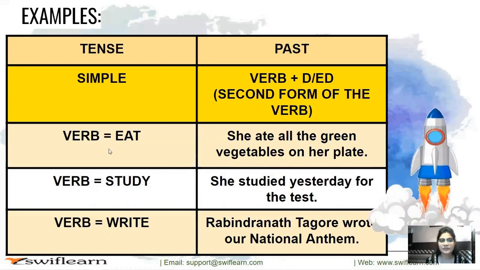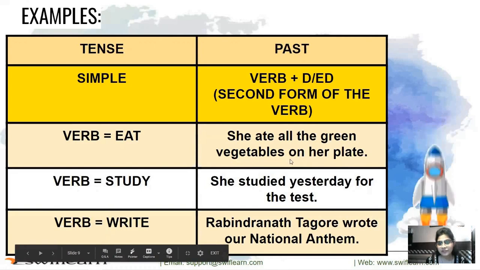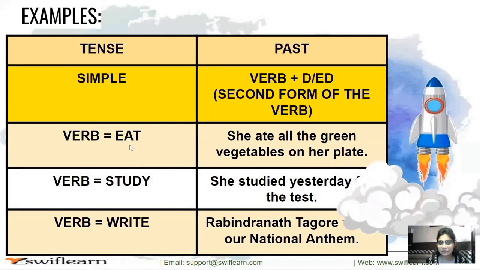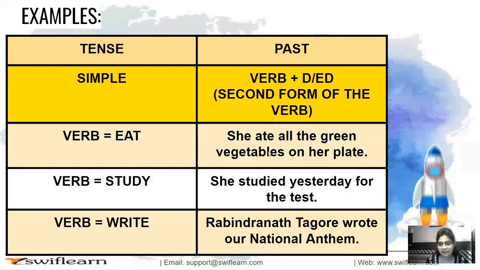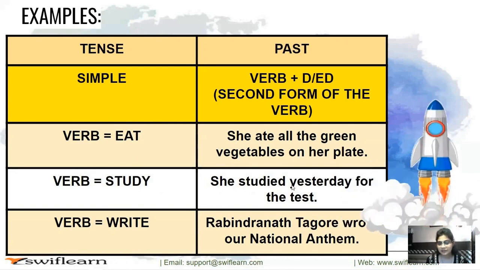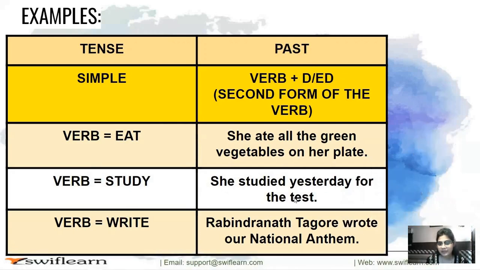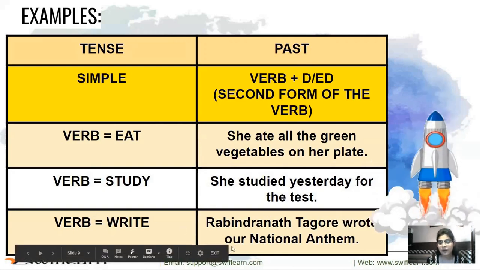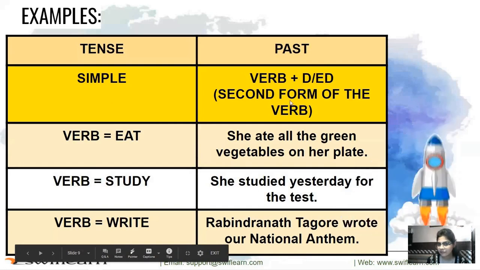For example, here are verbs: eat, study, write. She ate all the green vegetables on her plate. Why do we use ate? We use ate because the second form of eat is ate. Eat, ate, eaten. We use ate here. The study, she studied. We used ed as we talked about first in the rules. We studied yesterday for the test. She studied yesterday for the test. And Rabindranath Tagore wrote our national anthem. Wrote. Why do we use wrote? The second form of the verb.